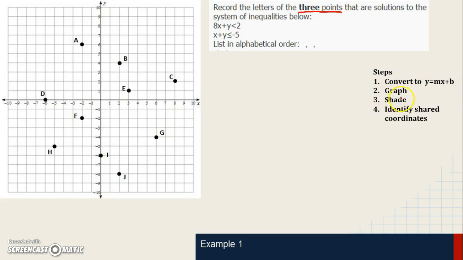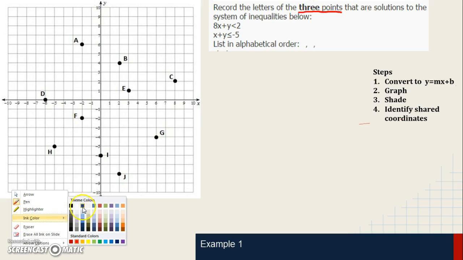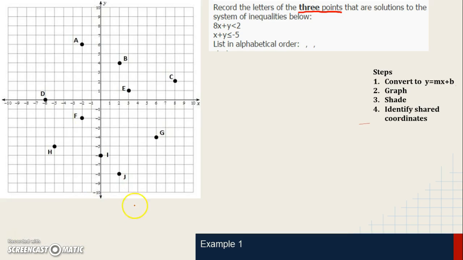Then we graph, then we shade, then we identify coordinates that are shared. And we're going to make sure that we do these in different colors so that it's really apparent where the lines are. So I'm going to do mine in orange. I've got 8x plus y is less than 2. I can go ahead and convert by subtracting 8x. 8x minus 8x is 0, and y is less than negative 8x plus 2. I'm going to keep going through these steps, and we'll come back to the other equation.